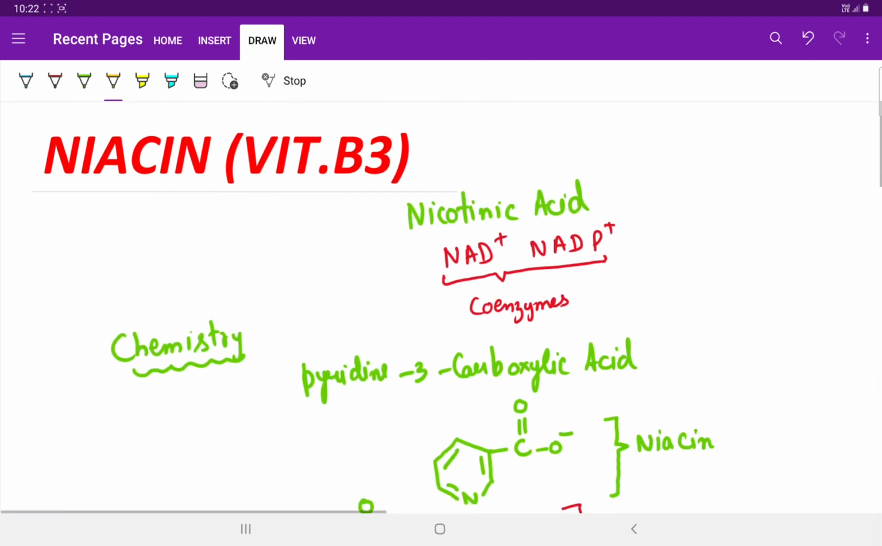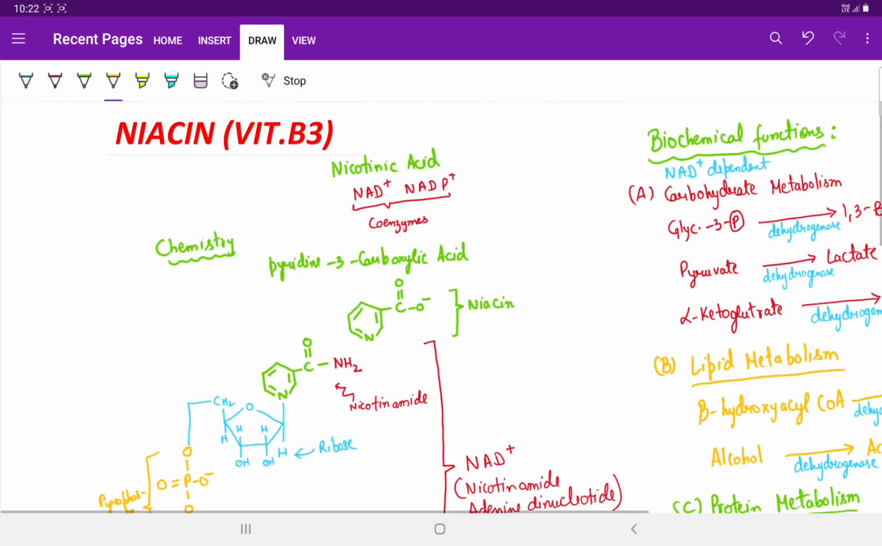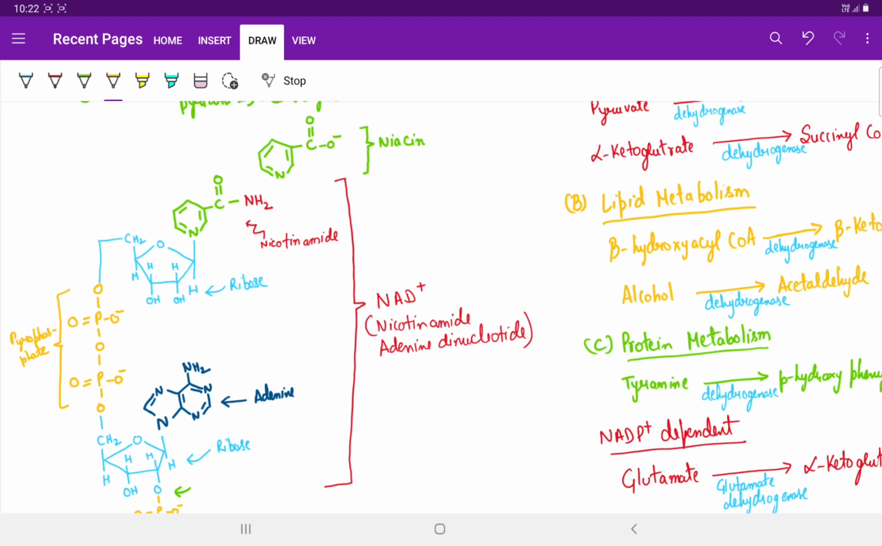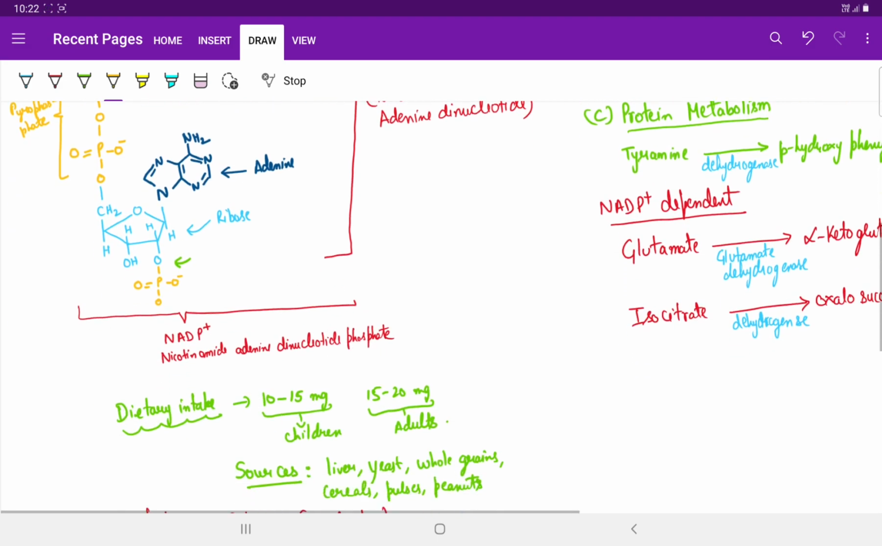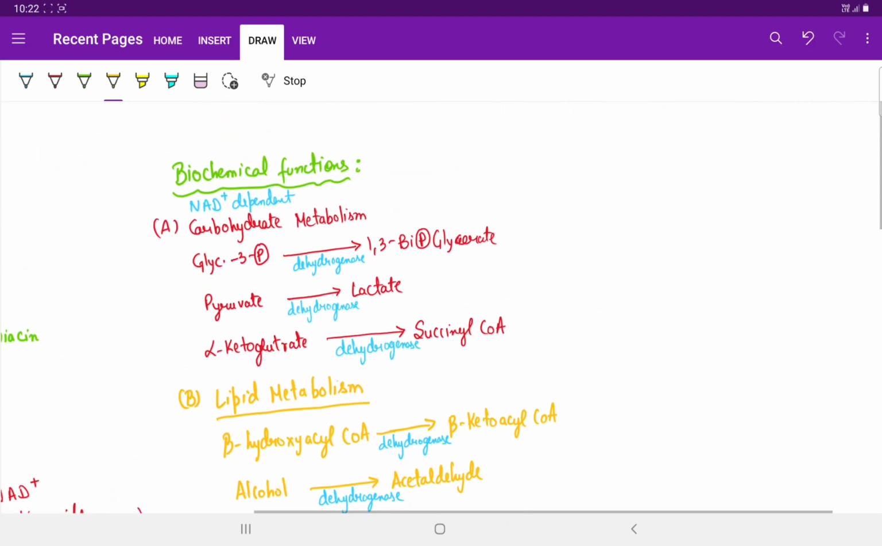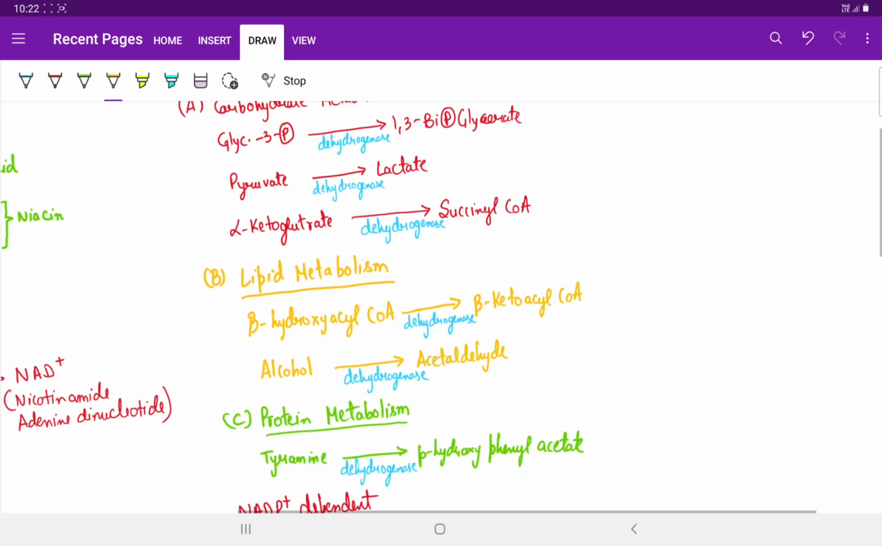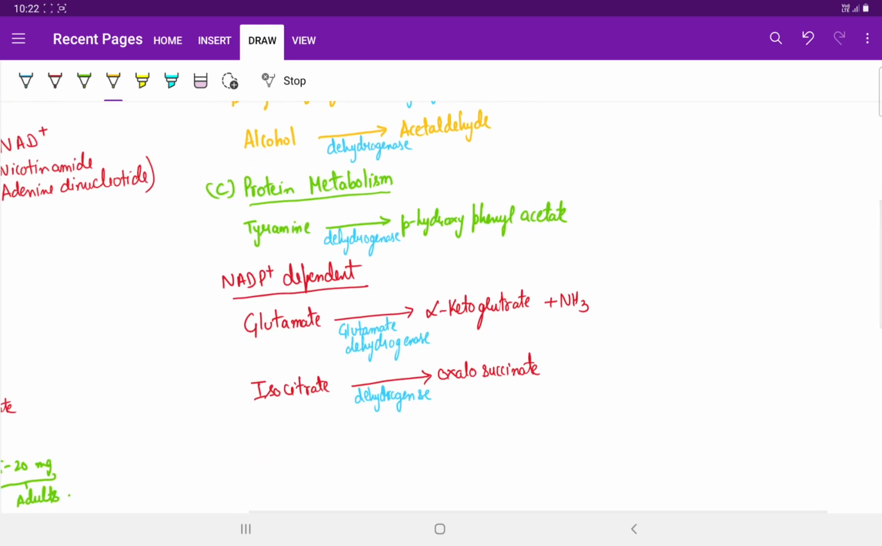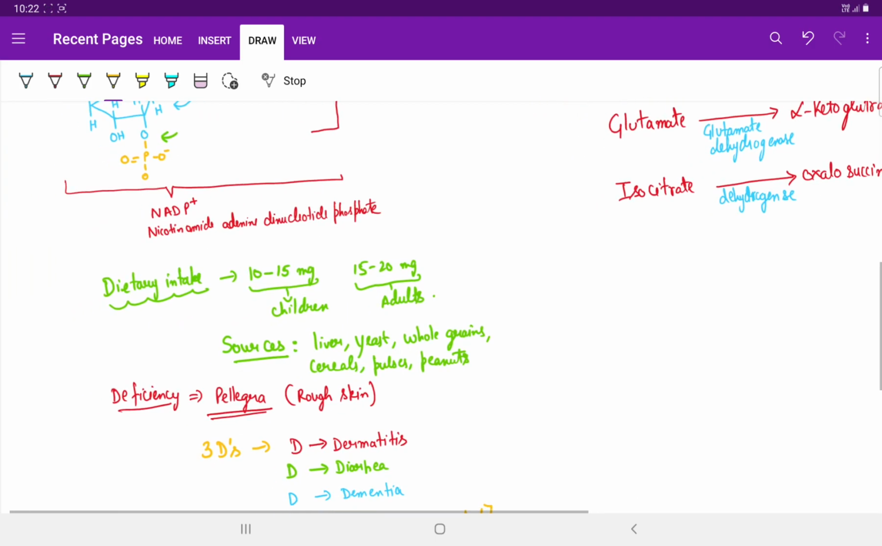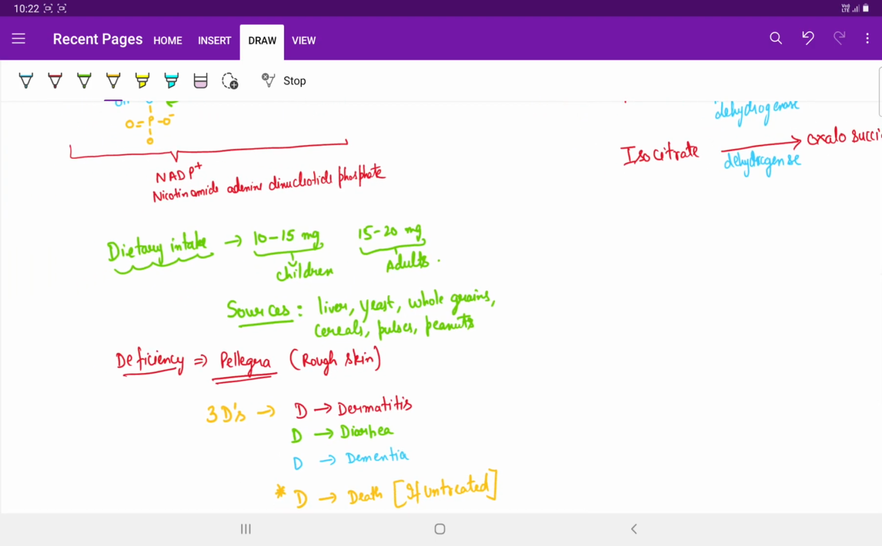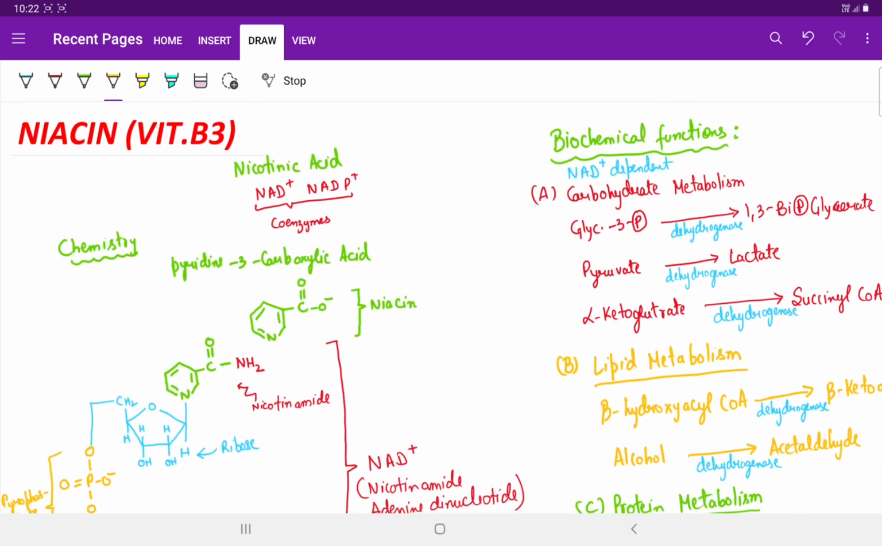So I hope students now the role of niacin, its chemistry and biochemical function is clear to you all. Let's again see. It is a derivative of nicotinic acid, first of all, having the pyridine 3 carboxylic acid moiety. Its coenzymes are NAD and NADP. Now you can clearly see the structures of niacin, NAD and NADP here. Then comes to the biochemical functions, the NAD dependent and NADP dependent reactions, and moreover the dietary intake is of 15 to 20 mg in adults, and the deficiency leads to pellagra. So students, I hope now it is clear to you all now.